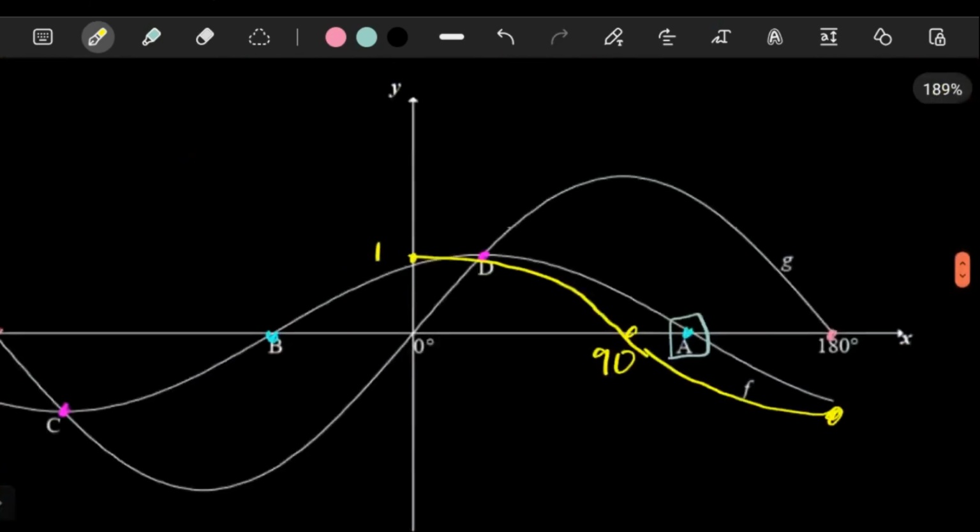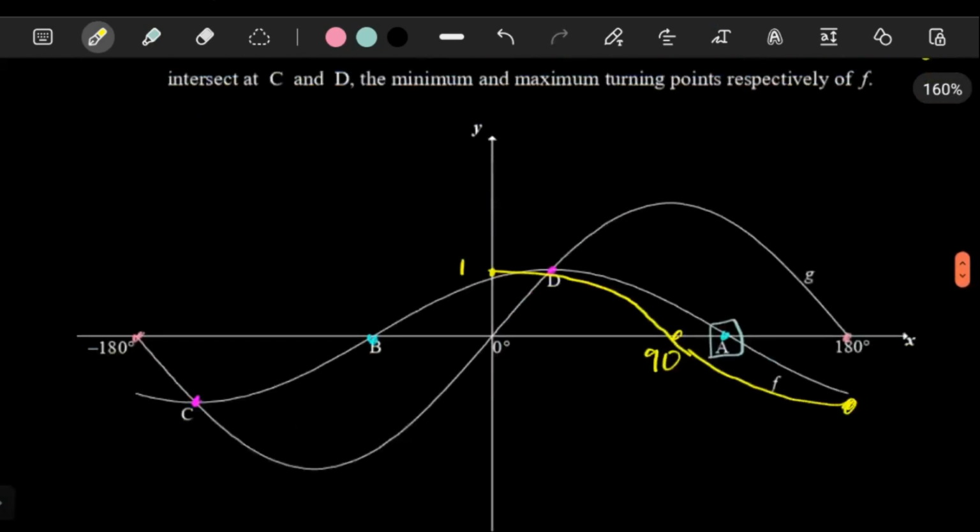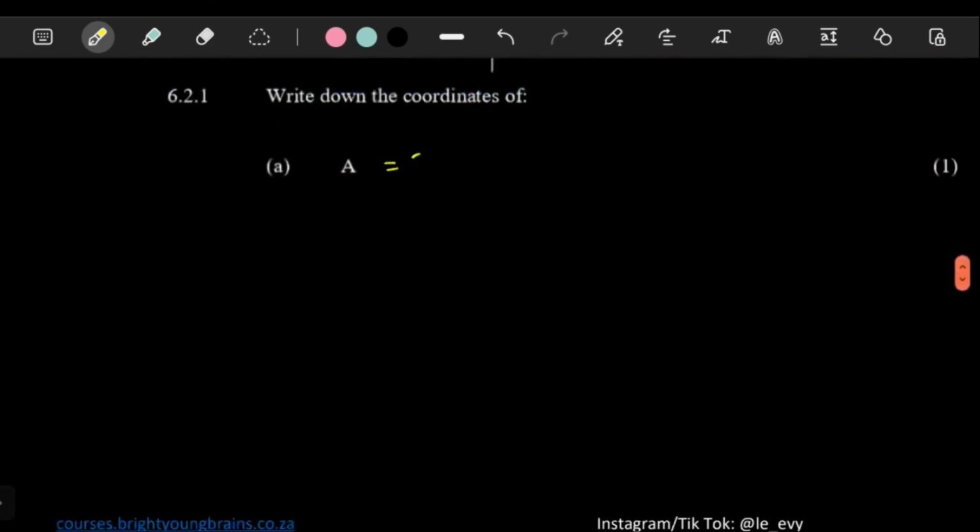So with all this being said, what am I saying? The graph of f has been moved 30 degrees to the right. So if this is 90, this is just going to be 90 plus 30, which is 120. So therefore, the coordinate of A, the x value is a positive 120, and the y value is obviously 0.